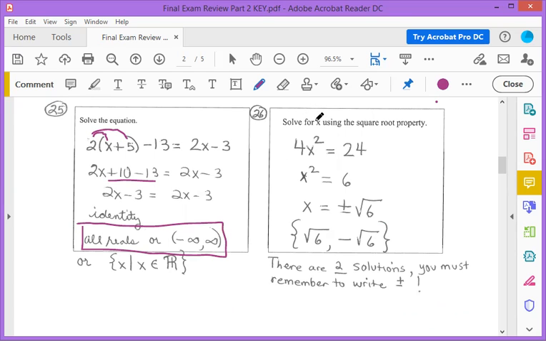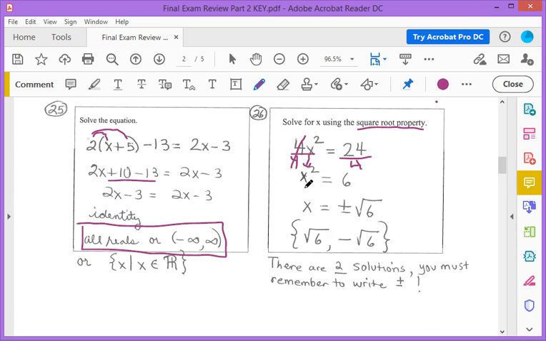For 26, we're solving for x using the square root property. Now we have 4x squared equals 24. Our goal is to get this x squared term by itself. That's how we want to apply the square root property. We need to get x by itself. To do that, we have to divide both sides of this equation by 4. The 4's will cancel on the left side, leaving x squared. And on the right side, 24 divided by 4 gives us 6.